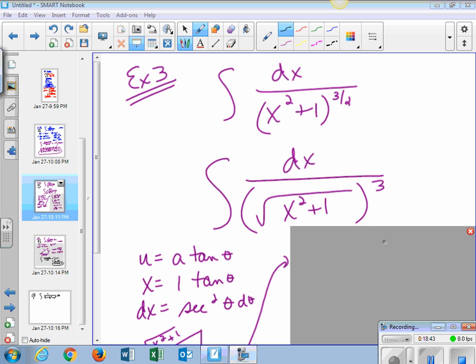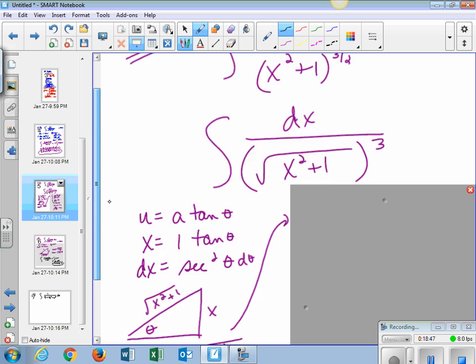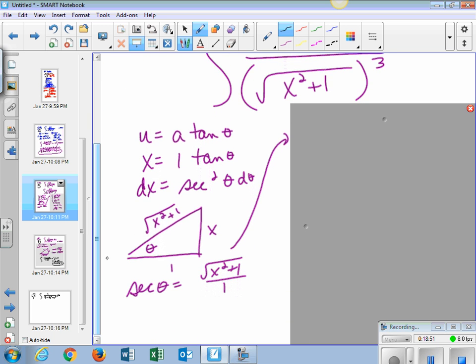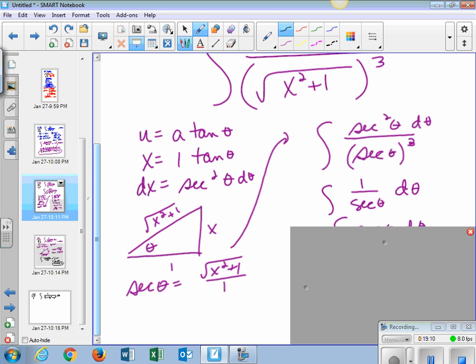Okay, so I just want to run through these real quickly since you probably already have them done. Just wanted to double check. On example 3, did you let x be equal to 1 tangent theta? So you would set secant theta equal to your x squared plus 1, that's in the radical. Okay, and then substituting in everything, I had the integral of secant squared theta d theta all over secant cubed theta. And then simplifying that, I just get 1 over secant, which we all know is cosine.